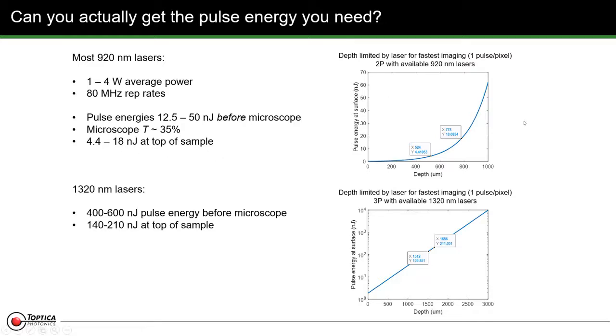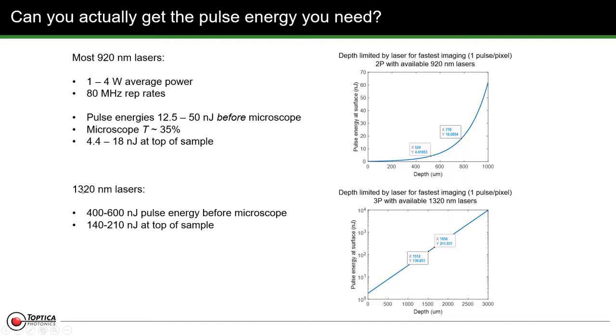So if we look at this exponential decay here, if you're at 4.4 nanojoules at the input, then you can get down to about 520 microns. 18 nanojoules, maybe 778 microns. And of course, you can integrate over multiple pulses as well if you want to go deeper. We said our limit is around 700 microns, so I think it's pretty reasonable to say that the commercially available 920 lasers can do what you need.